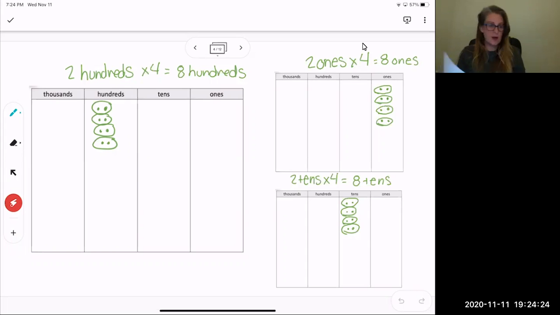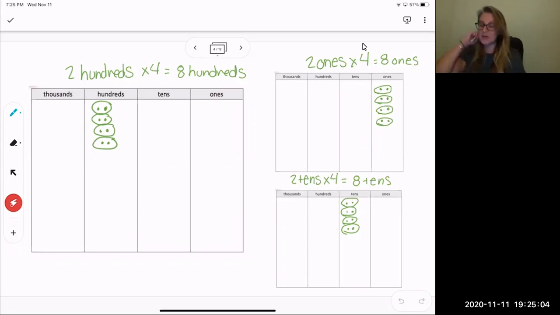So when I look at these problems, I see that in each problem, we have the same amount of units in each place value chart. We end up with 8 units in each place value chart, regardless of the place that it's in. So when we're representing 200s times 4, we end up with 800s, and 2 10s times 4, we end up with 8 10s, and 2 1s times 4, we end up with 8 1s. Okay, they're almost all exactly the same. We're just using discs in different columns.